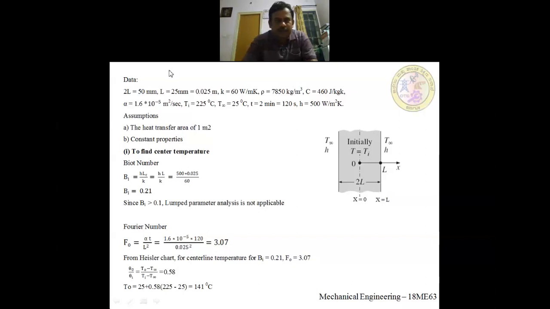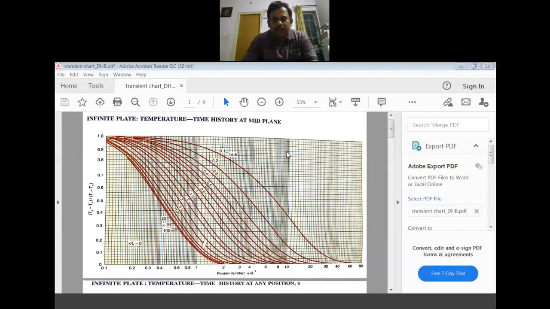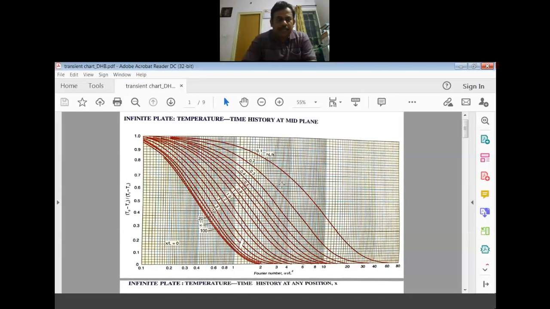I will go to the Heisler chart. First I will explain all, I will just show you the charts for all three geometries, and then I will show how to get the values.